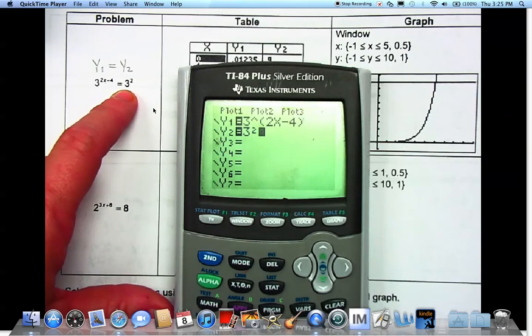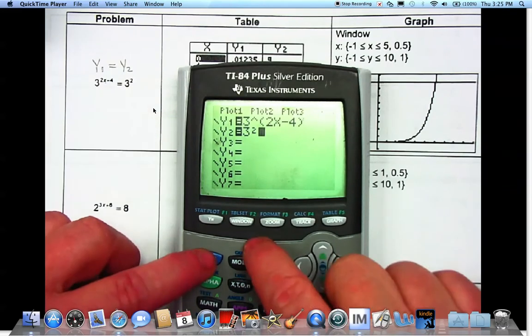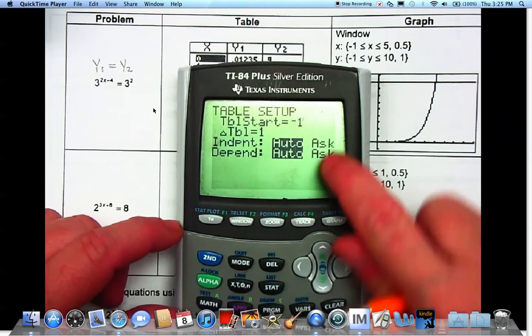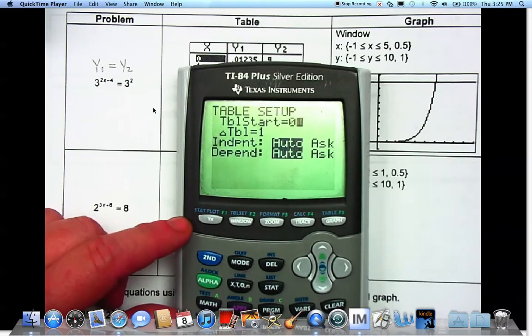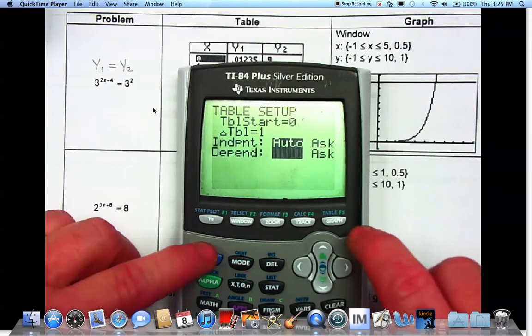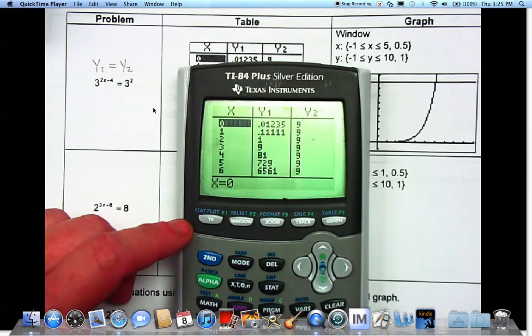Everybody got those in? Okay, we're going to solve it using a table and then using a graph. To go to the table, first go to second window and make sure your table starts at 0, the change in table is 1, and they're both on auto. 0, 1, auto, auto. Then go to the table, second graph.